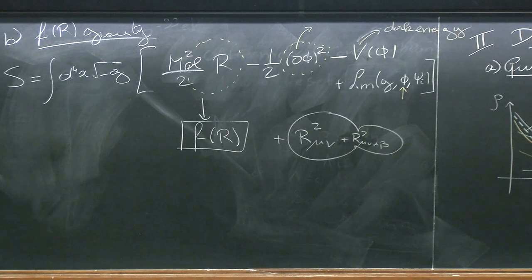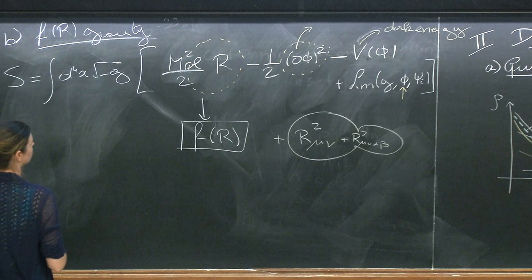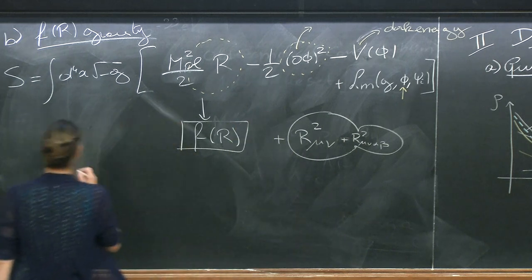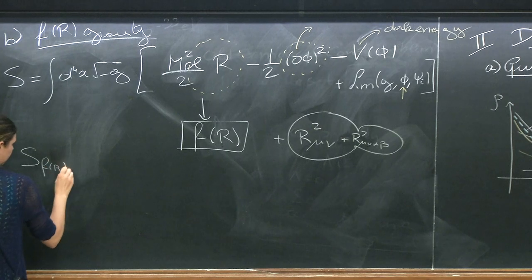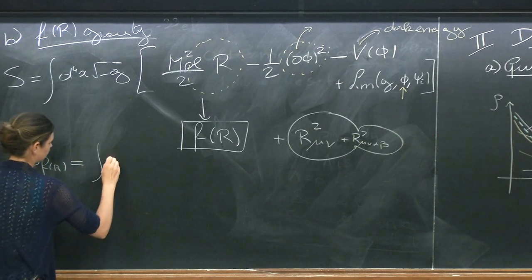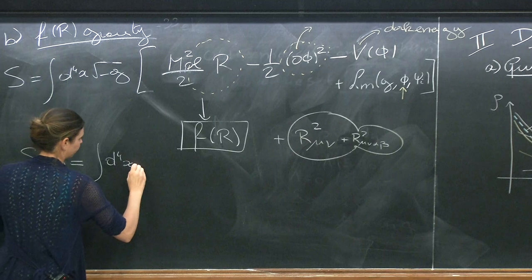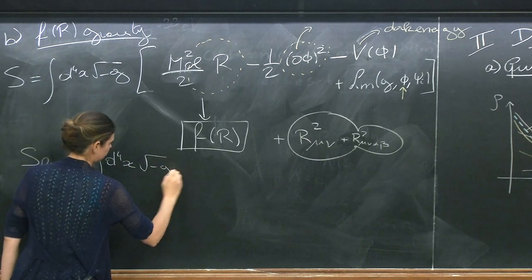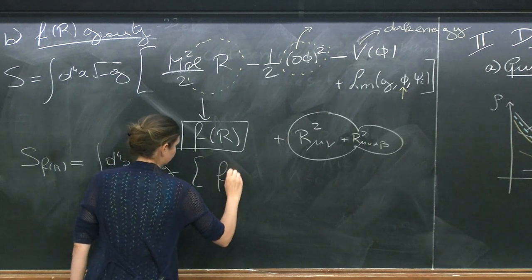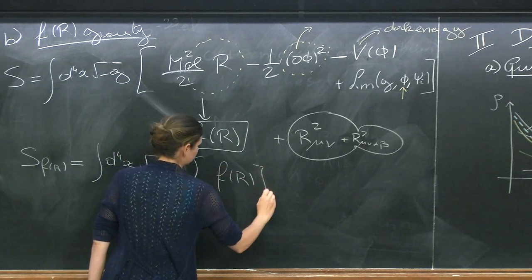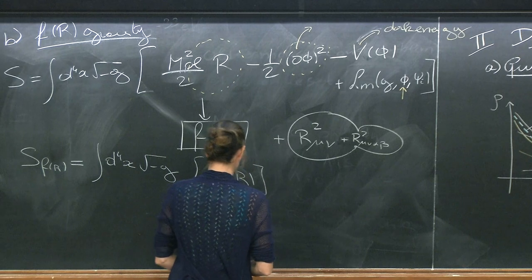Okay, so people have explored f of R gravity, so let me just write the action for f of R, so there's no ambiguity. It would be d^4x square root of minus g, and let me just write it as f of R. And then you have coupling to matter.